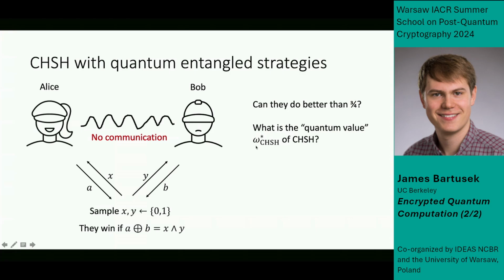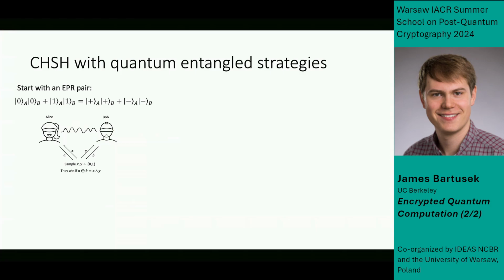So the question is, what is the quantum value, which is usually denoted with a star, so omega star CHSH? It turns out that it's more than 3/4. So how does it work?